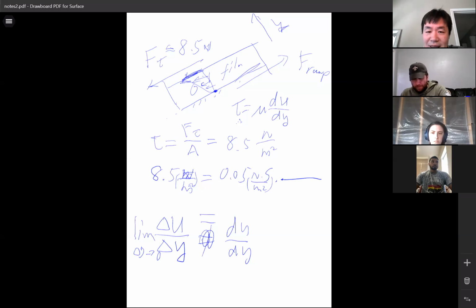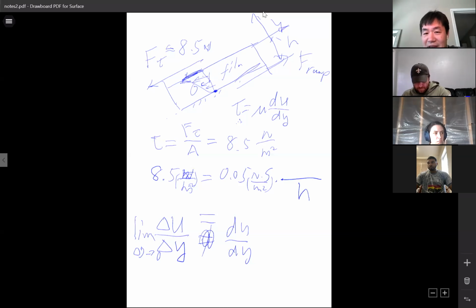So what is delta y in this case? I think delta y is our unknown, right? We're trying to find the thickness of the oil film to make this happen. How great is that? Our unknown is in our equation. Great, we can solve it. That means we have the correct direction. Our h is our delta y, the thickness of the film.